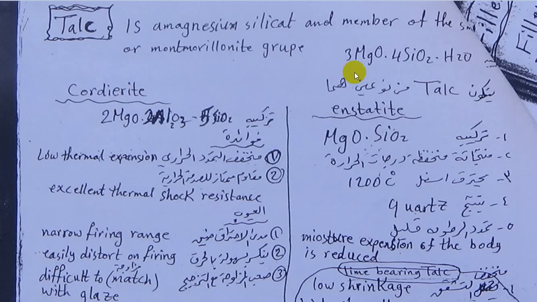The chemical formula should be memorized entirely, it is obligatory. It is going to be 3MgO·4SiO2·H2O, which is referred to as the talcite formula. As you can see, talc consists of two essential types: cordierite as well as the enstatite.